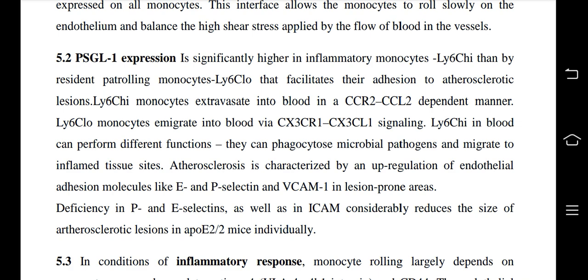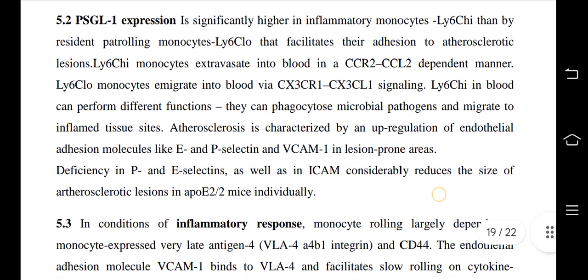Ly6C-high monocytes in blood can perform different functions. They can phagocytose microbial pathogens and migrate to inflamed tissue sites. Atherosclerosis is characterized by the upregulation of endothelial adhesion molecules like P- and E-selectin and VCAM1 in lesion-prone areas. Deficiency in P- and E-selectin as well as ICAM considerably reduces the size of atherosclerotic lesions in ApoE-deficient mice, individually.